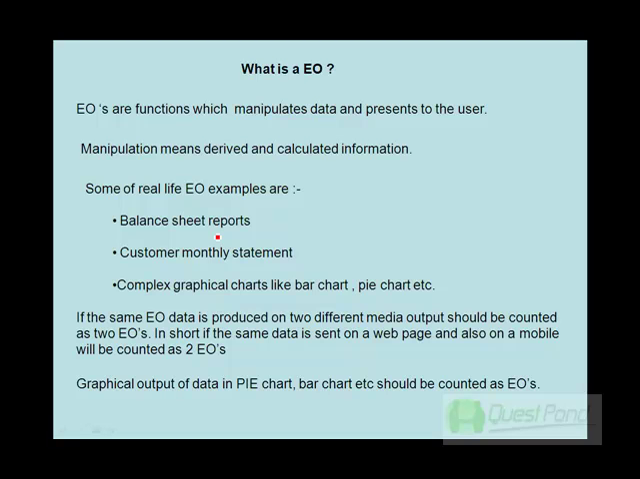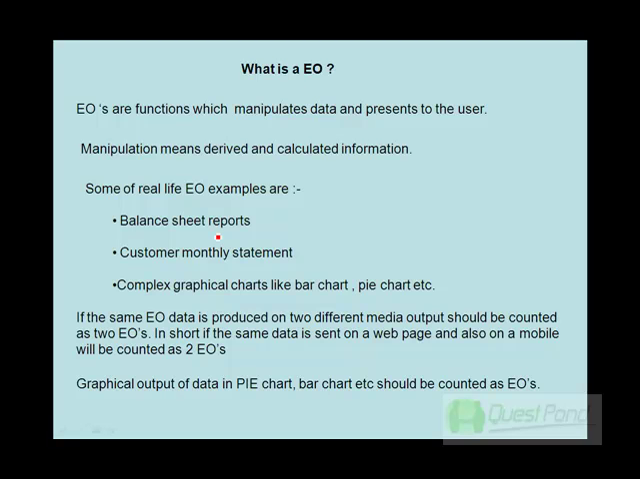Now the application will go to the ILFs. It will go probably to the transaction tables, take some data from the master tables, from the accounts table, chart of accounts table, manipulate the data, do aggregation, and then send out a complex report to the user. So that complex report will be termed as EO. So we again revise the definition. EOs are functions which manipulate data and present it to the user.